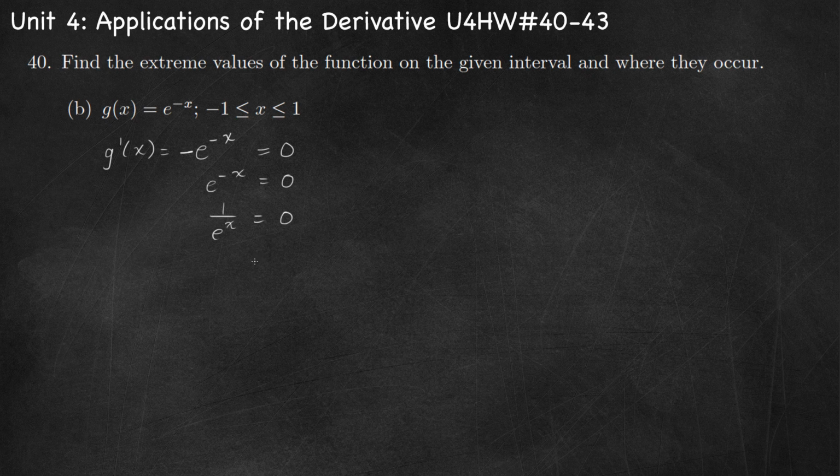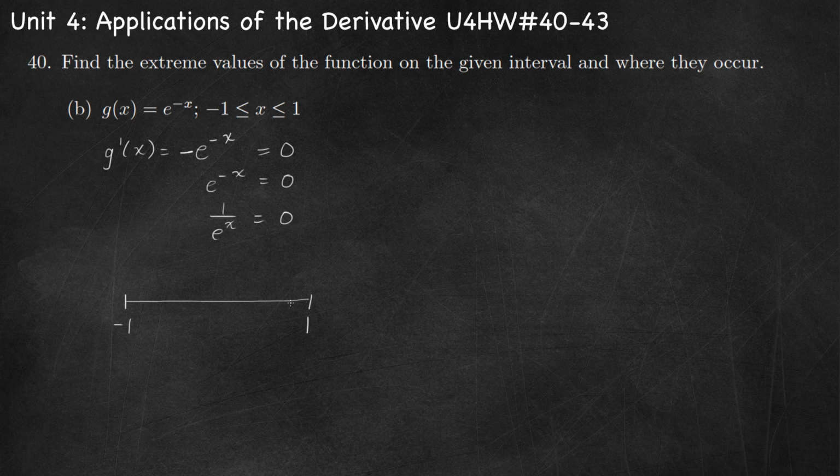E to the x is always positive. E to the negative x is also always positive. So there are no values of x that are going to make this equal 0, which just means we have no critical values on our interval. We can still make a first derivative sign chart, and we're working on the interval from -1 to +1.